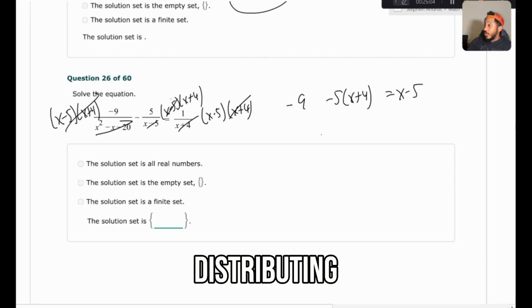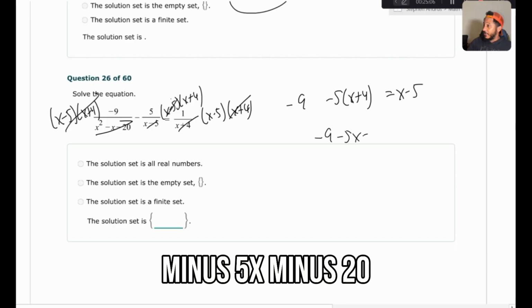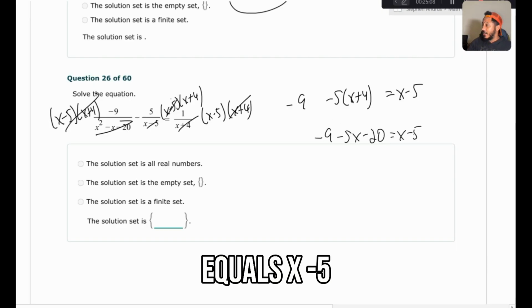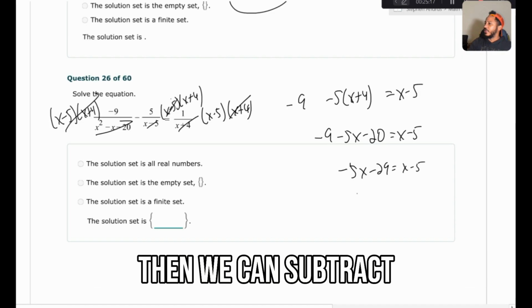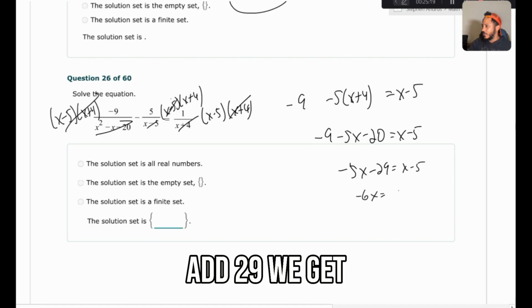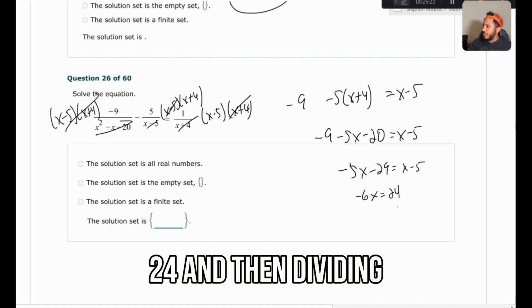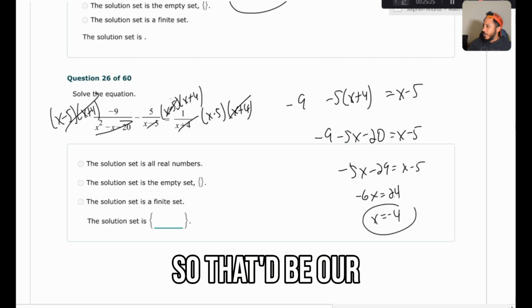So now, distributing, we get -9 minus 5x minus 20 equals x minus 5. Combining like terms, we get -5x minus 29 equals x minus 5. Then we can subtract x, we get -6x. Add 29, we get 24. And then dividing by -6, we get x equals -4. That'd be our only potential solution.